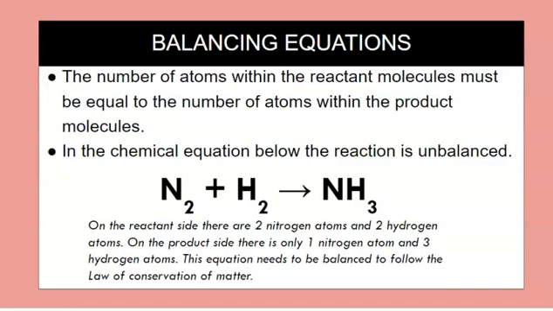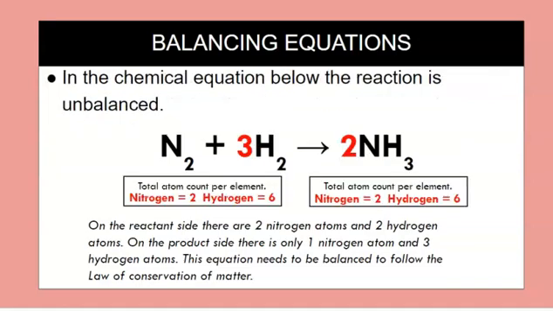To do so, we will need to increase the amount of nitrogen on the left and the amount of hydrogen on the right. To do so, we put a coefficient of 2 in front of the NH3 for a total of 2 nitrogen atoms and 6 hydrogen atoms. Well, the nitrogens are already balanced, but the hydrogens are not. So we then have to add a coefficient of 3 in front of the H2, and 3 times 2 gives us a total of 6 hydrogen atoms. Now the chemical equation is balanced.